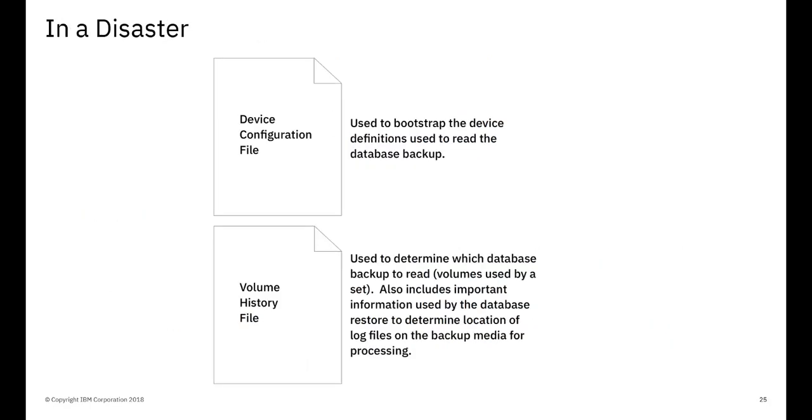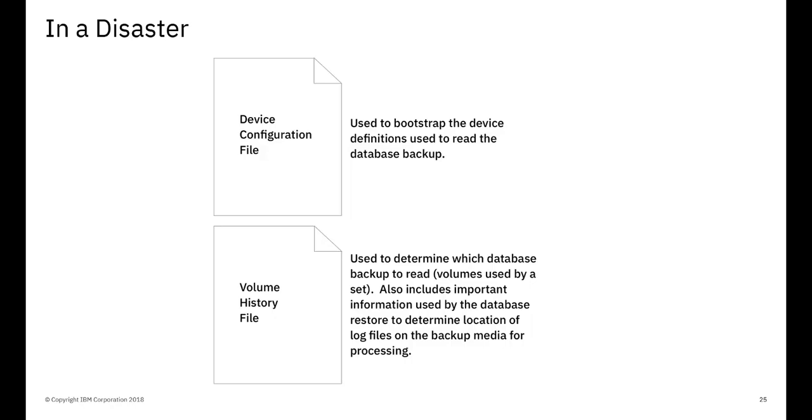In a disaster, the other couple things that are very helpful are your device configuration file. This should be backed up and sent off-site as well, and it will be used to bootstrap the device definitions and then used to read the database backup. So this will help you get your Spectrum Protect server back up and running. And then the volume history file is going to be used to determine which database backup to read and restore from. And it's also going to include important information about the restores, for instance, to determine the location of the log files, as well as the backup media that's needed for processing.